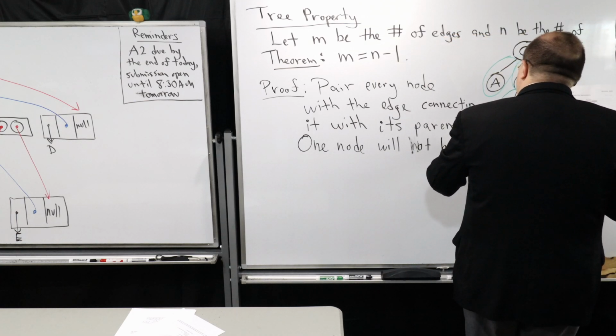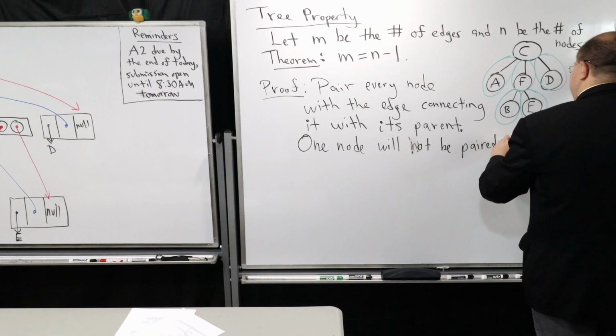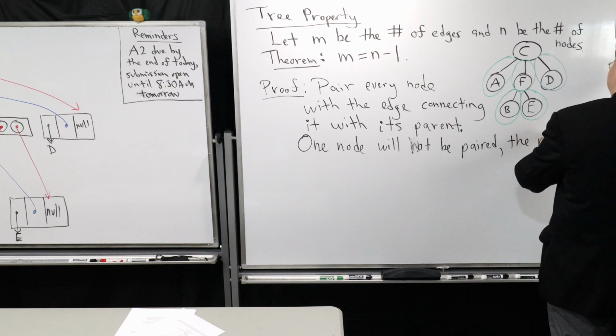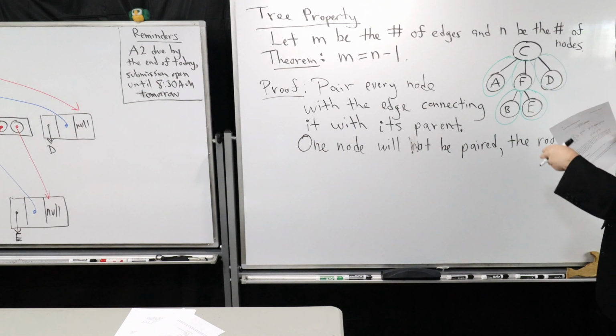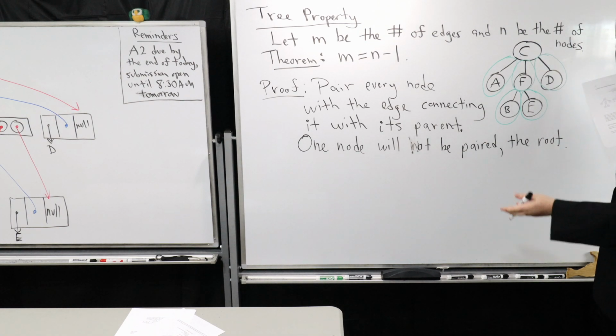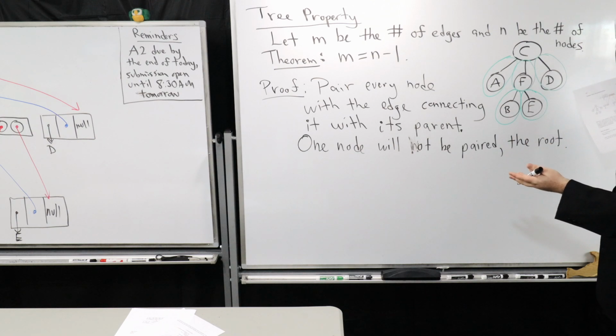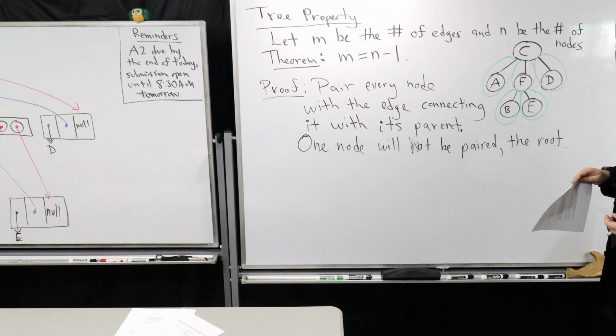It's a little squeaky marker. Will not be paired, the root, right? We observed that the root is the one that doesn't get paired in this approach that we're using here. Well, that means that there are equal numbers of edges and nodes, except that there's always one more node than there are edges, right?